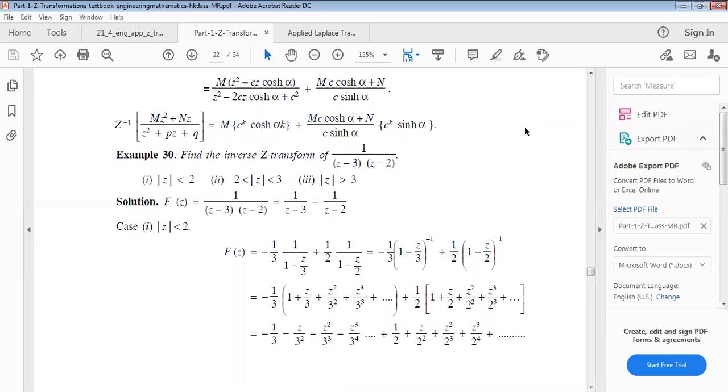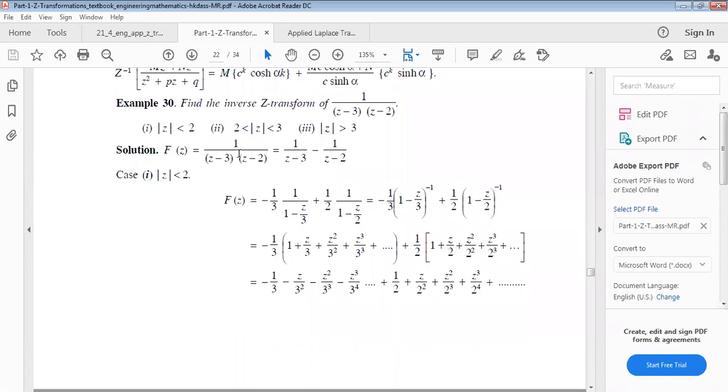Hello. Find the inverse z transformation of this one, F(z) = 1/((z - 3)(z - 2)), in three cases: when the absolute value of z is less than 2, when the absolute value of z lies between 2 and 3, and when the absolute value of z is greater than 3. In these three cases, we have to find the inverse z transformation.